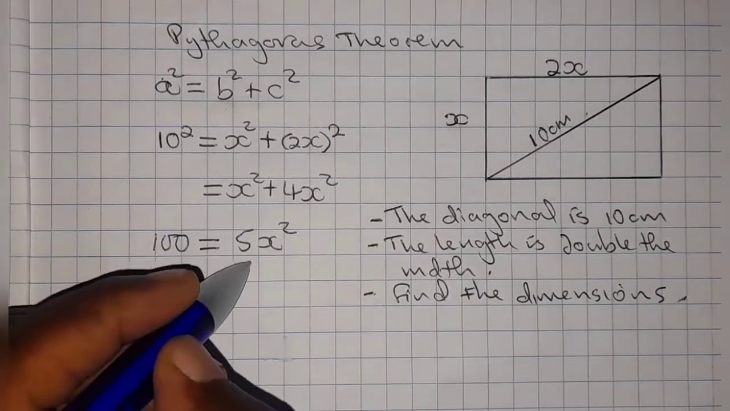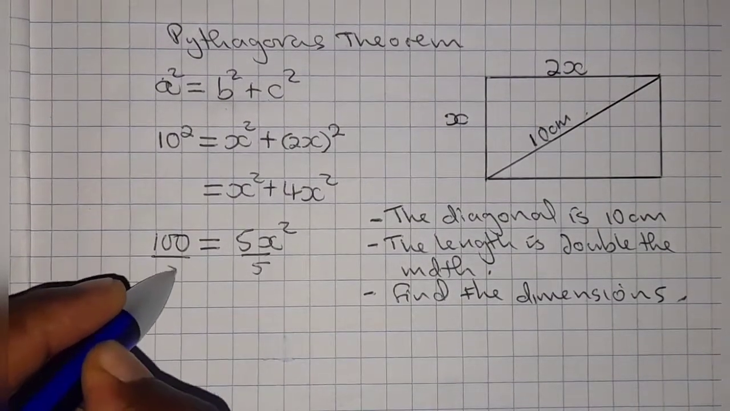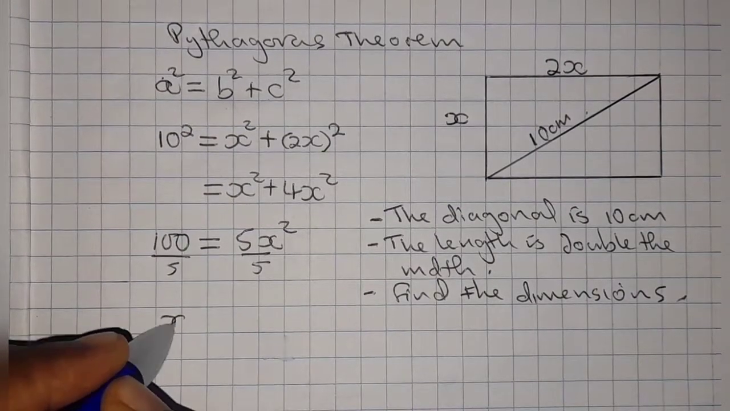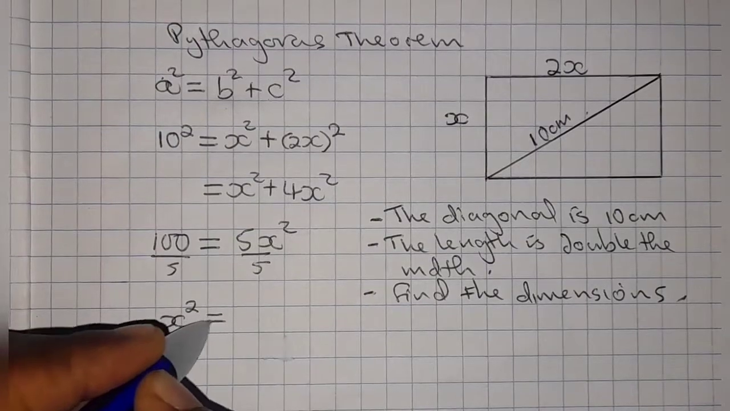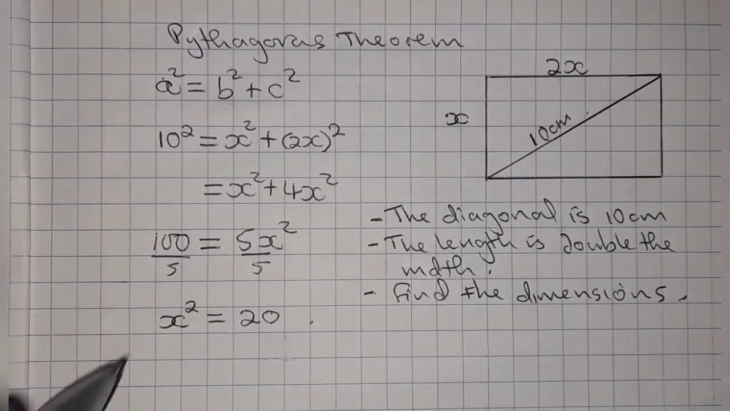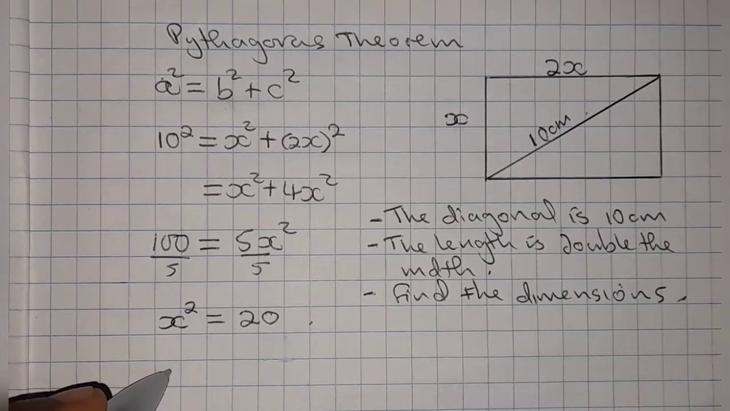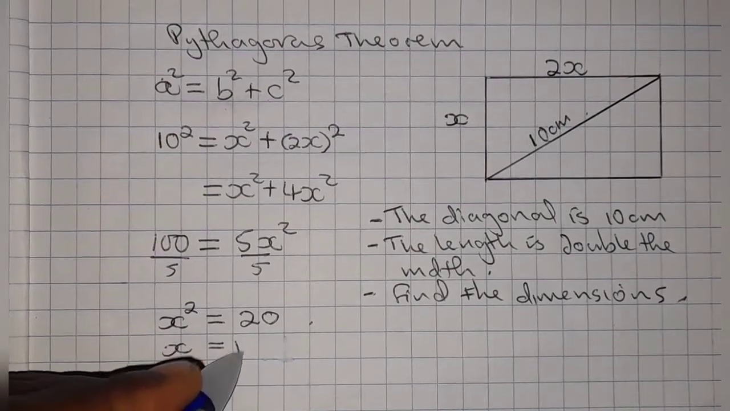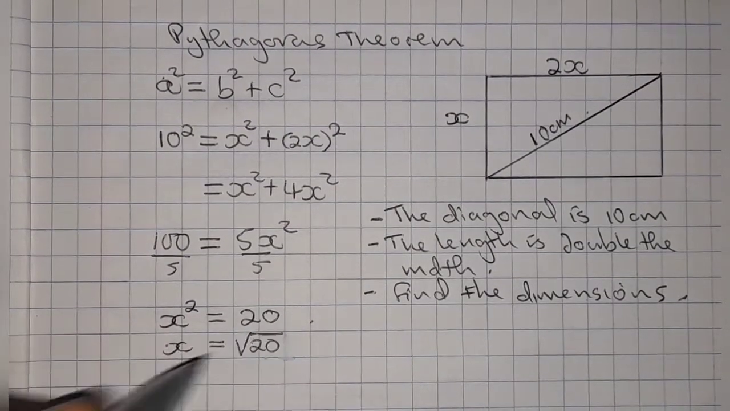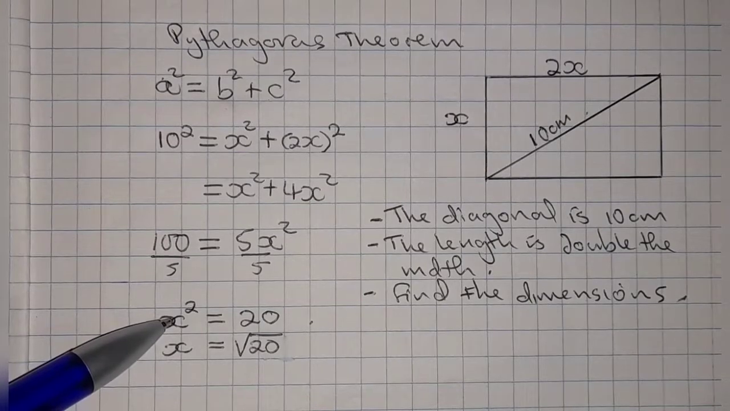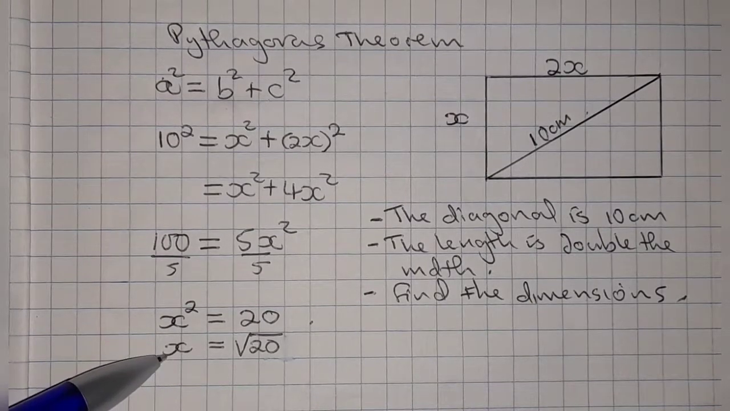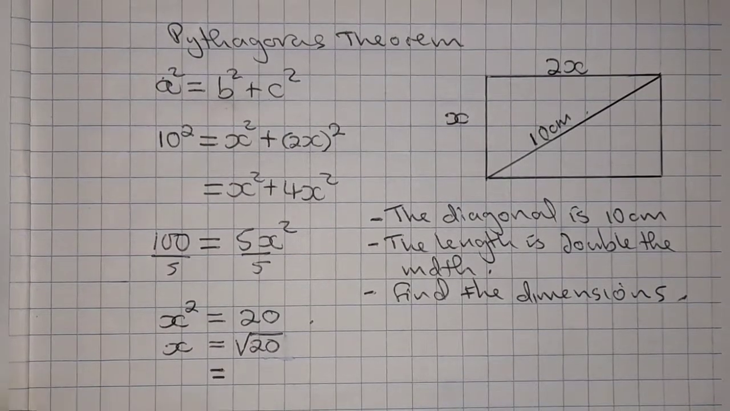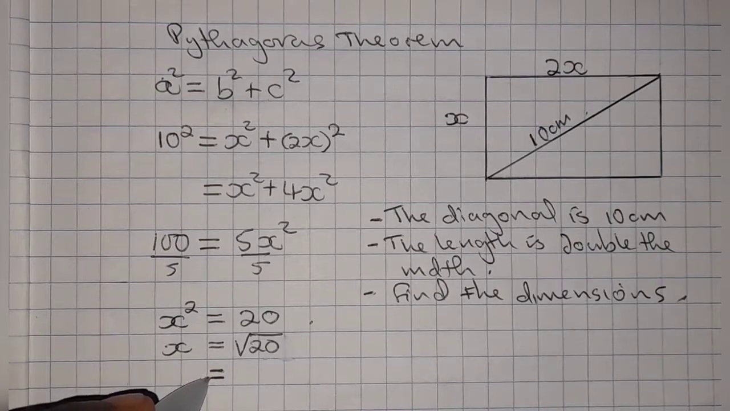So that one coefficient plus this 4, we get 5x squared, and 10 squared gives us 100. Then we divide both sides by 5, and we are left with x squared is equal to 20. Then we introduce square roots to both sides. We have x is equal to the square root of 20. If we introduce a square root to this x squared, we are going to be left with an x. So the square root of 20 will be equal to 2 root 5.